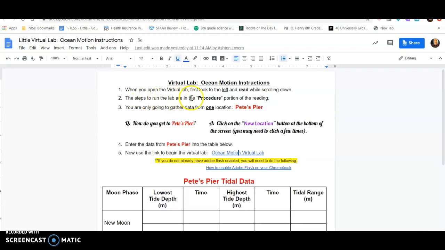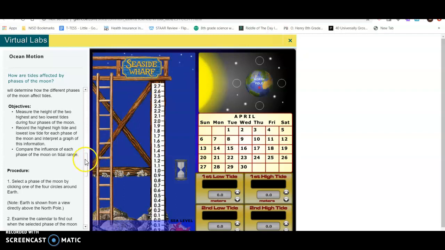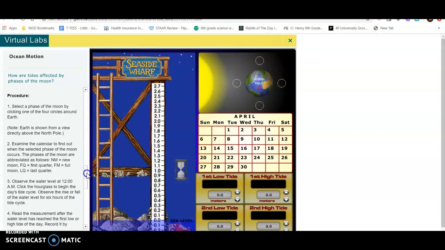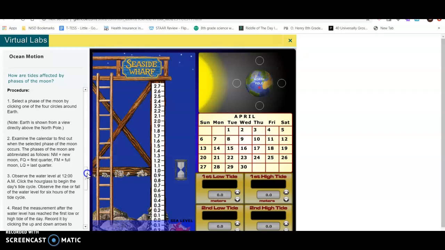It says the steps to run the lab are in the procedure portion of the reading. So if I go back to the lab, that's this part right here. Okay, try to get it all centered on my screen. Looks like it's going to be a little too long. That's okay. Procedure. Number 1, select a phase of the moon by clicking one of the 4 circles around Earth.